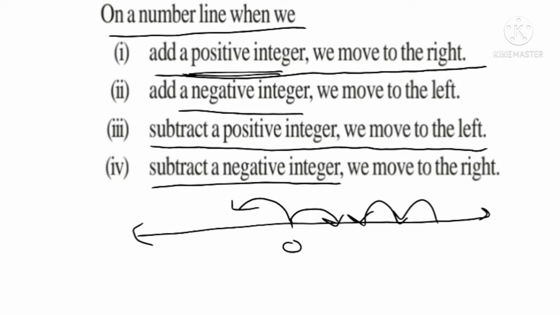Subtract a negative integer, we move to the right hand side. Suppose we are here at -4. If we are subtracting any negative integer, then we have to move to the right hand side of the number.